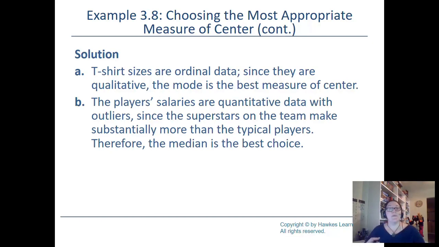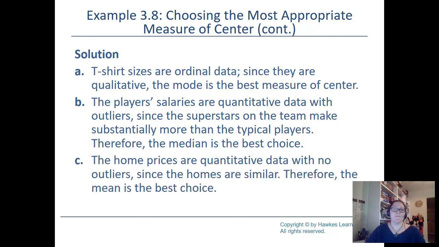For our baseball players, baseball salaries is money. So that's money and that's a number. So quantitative data. With baseball players, you might have somebody that's a superstar on the team, which might make a heck of a lot more than the typical player. So in that case, you maybe have an outlier. So I would choose the median for that one.